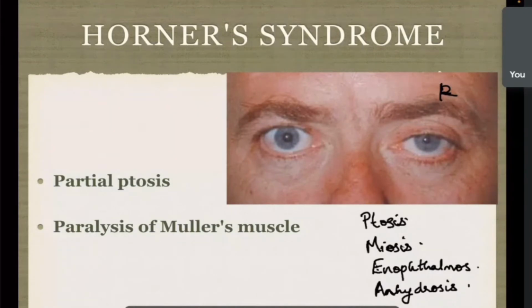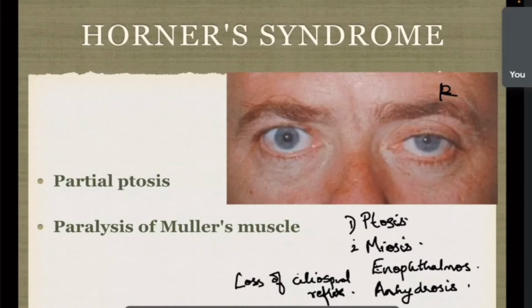Then there is one more symptom of Horner's syndrome, and that is loss of the ciliospinal reflex. What is the ciliospinal reflex? That is something which is normal. If you pinch the skin of the neck region, there will be sudden constriction of the pupil. That is a reflex normally seen, and that reflex will be lost. So there are 5 symptoms of Horner's syndrome. What are they? This is very important. Ptosis will be there, miosis will be there, enophthalmos will be there. All these are related to the eyeball: ptosis, miosis, and enophthalmos.